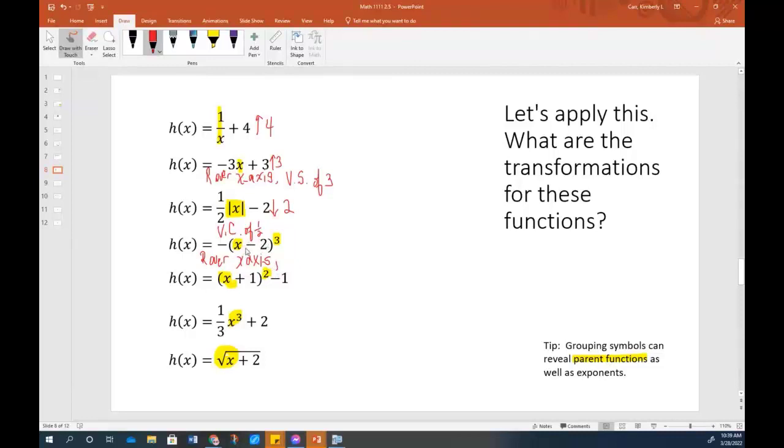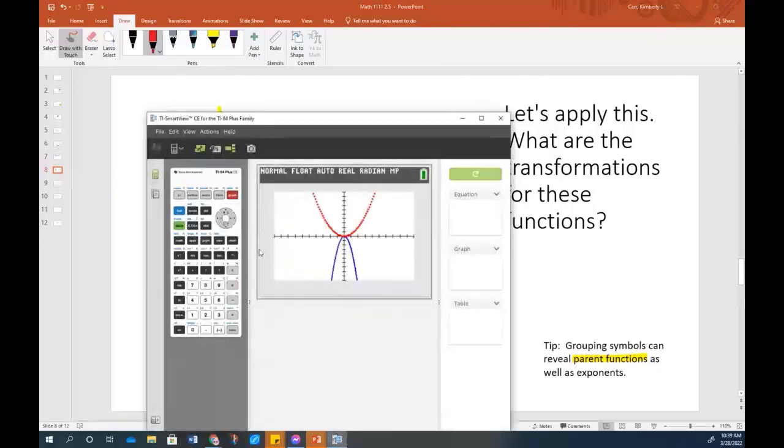The -2 is grouped inside with the x, so it's lying to me. So instead of going in the y direction, it is going in an x direction because it's with the x. I said it's lying, and I almost didn't write it down, but this one is actually going to the right 2 units. Maybe I'll just draw the arrow. So let's pause for a minute and compare the parent function x cubed to what we have here.